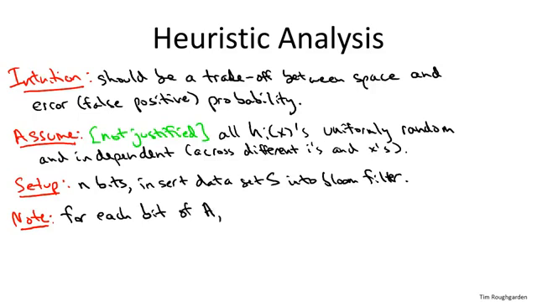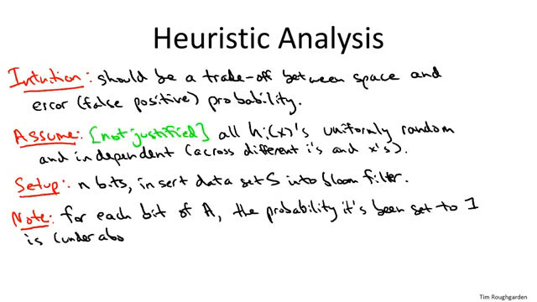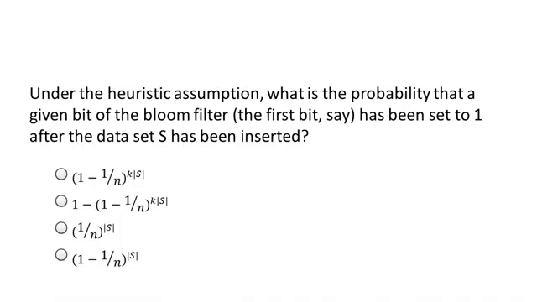So specifically, let's focus on a particular position of the array, and by symmetry it doesn't matter which one, and let's ask what is the probability that a given bit, a given position in this array, has been set to 1 after we've inserted this entire dataset capital S.